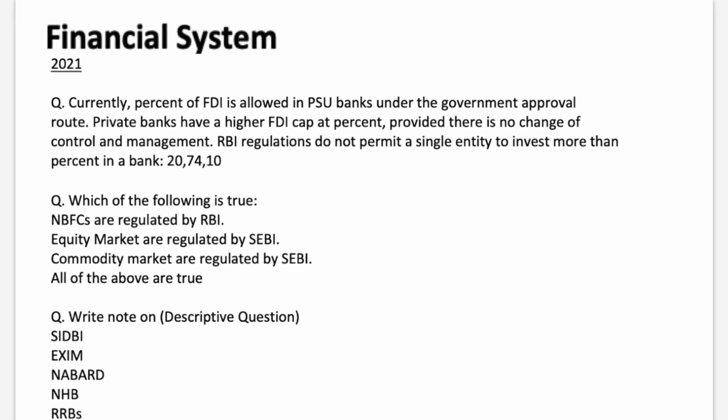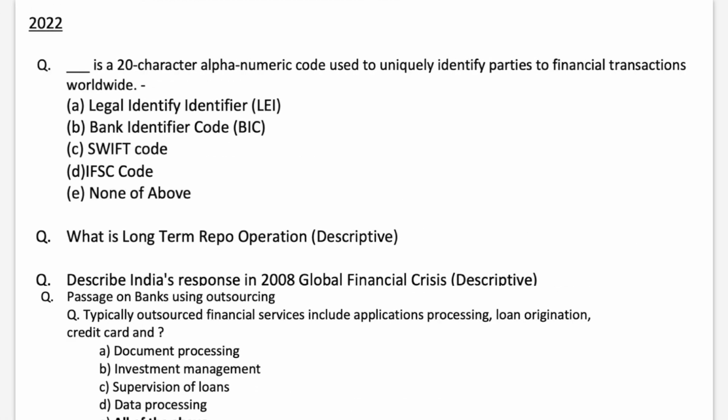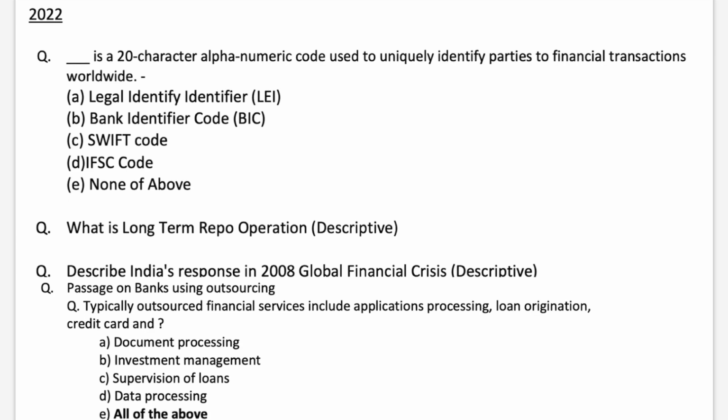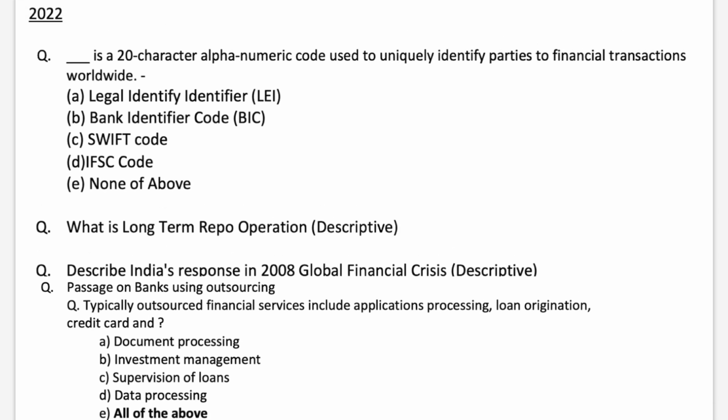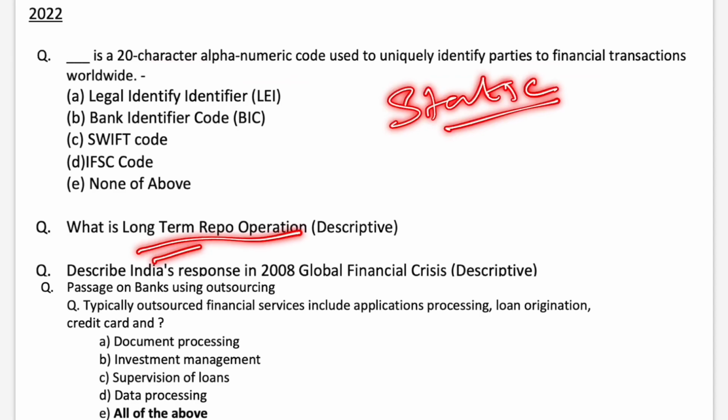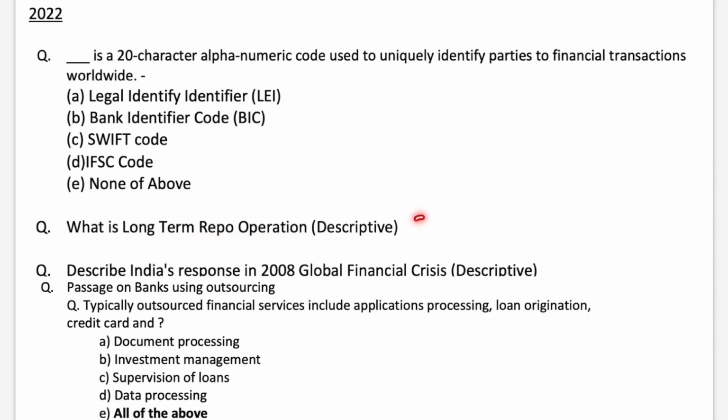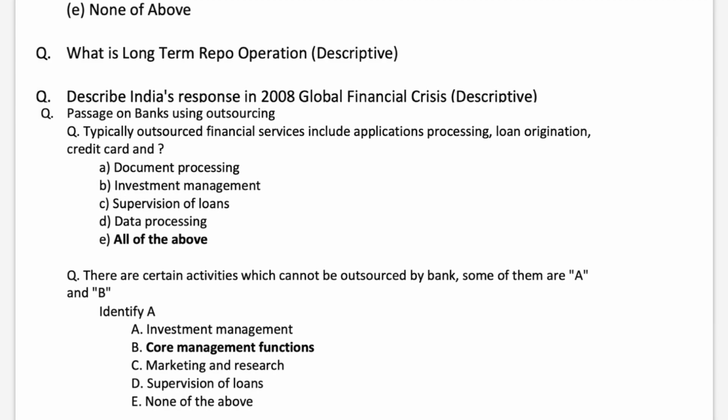In 2022, I think these 4 questions were there. The first question was about the legal entity identifier. I think this was the answer for it: a 20-character alphanumeric code used to uniquely identify parties to financial transactions worldwide. It's again part of the static. The long-term repo operations were very much in the news during COVID, and a descriptive question was asked on it. Then a descriptive question was asked on the 2008 global financial crisis.